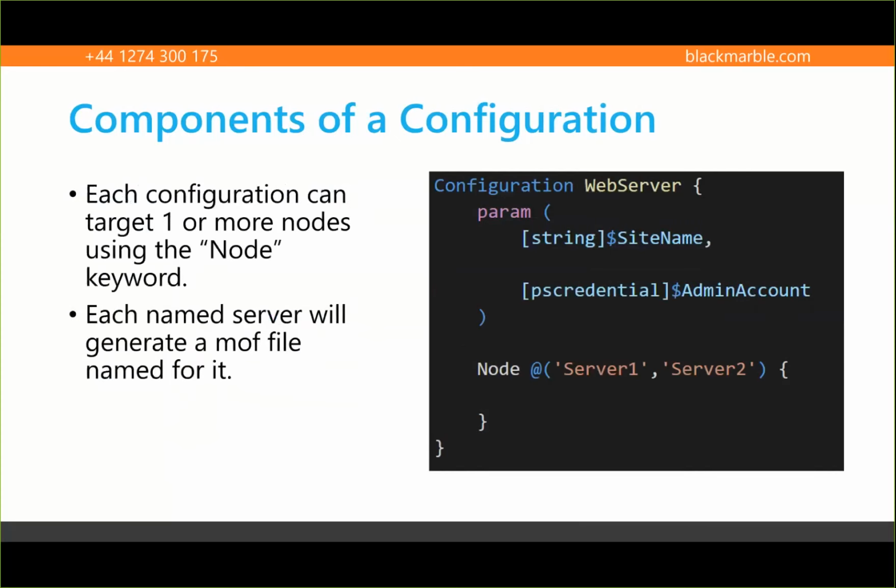So within a configuration, you can have one or more nodes, which are your end systems, whether they're individual servers or multiple servers or whatever. It can be an array, it can be just localhost, it could be a variety of things, and you can have multiple node blocks within a single configuration. It gets a little bit more difficult to manage like that, but if that's how granular you want to be with how you configure each node, then that can work quite well. And for each node you've got in a configuration, you will generate a separate MOF file for it.